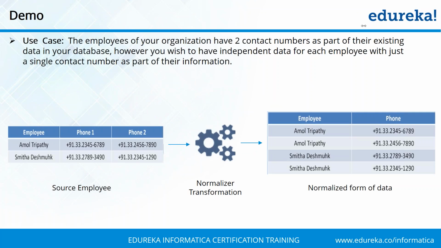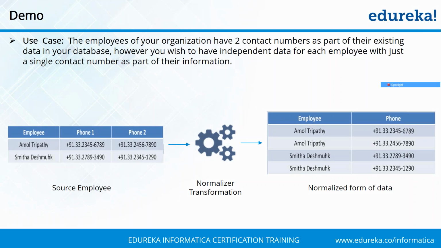Now we all have 2 contact numbers these days. So similarly, in my employee database, each of my employees has 2 contact numbers. One is his official and the second is his personal. Now I need to update my employee database in such a way that each employee has only one contact number with his corresponding field. So using a normalizer transformation, we can achieve this.